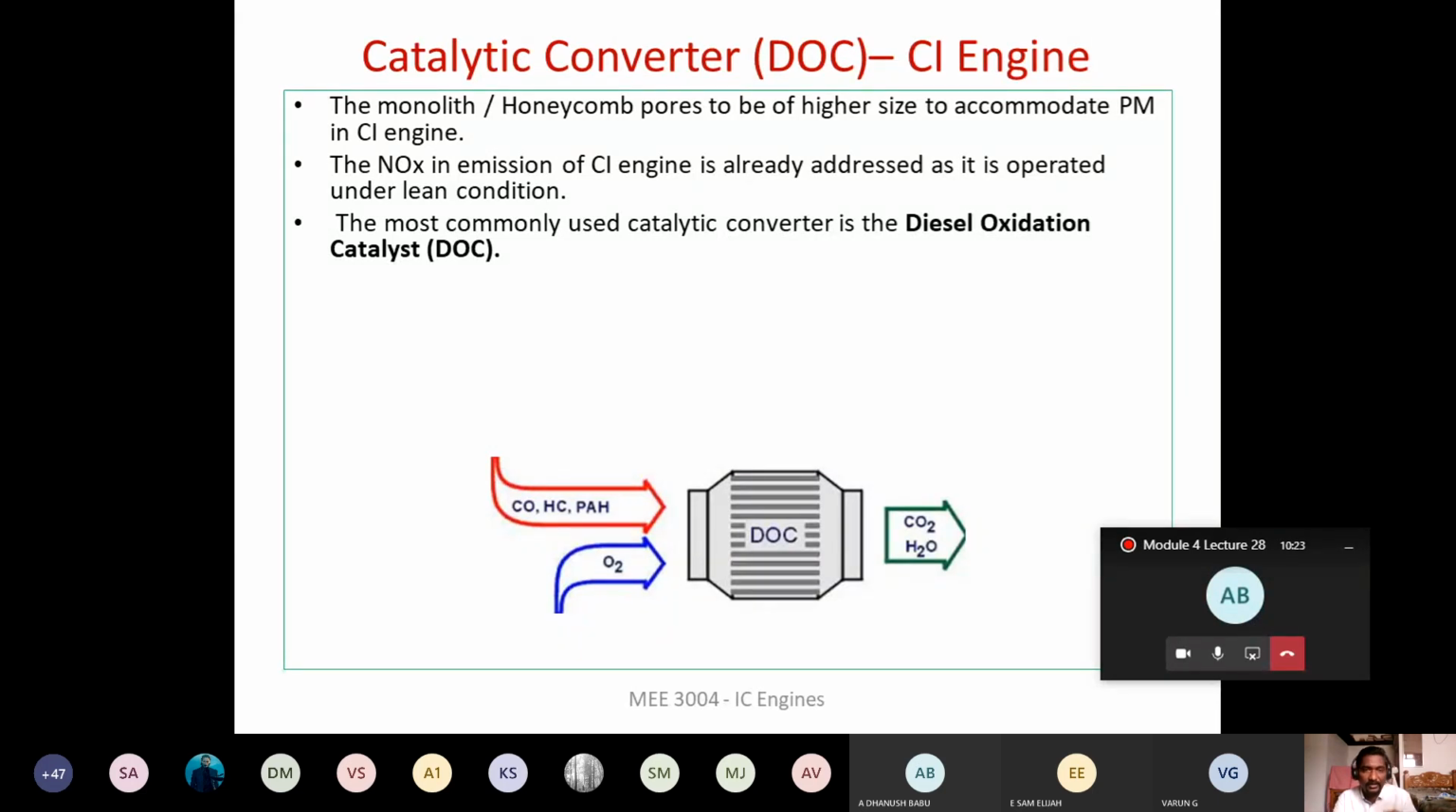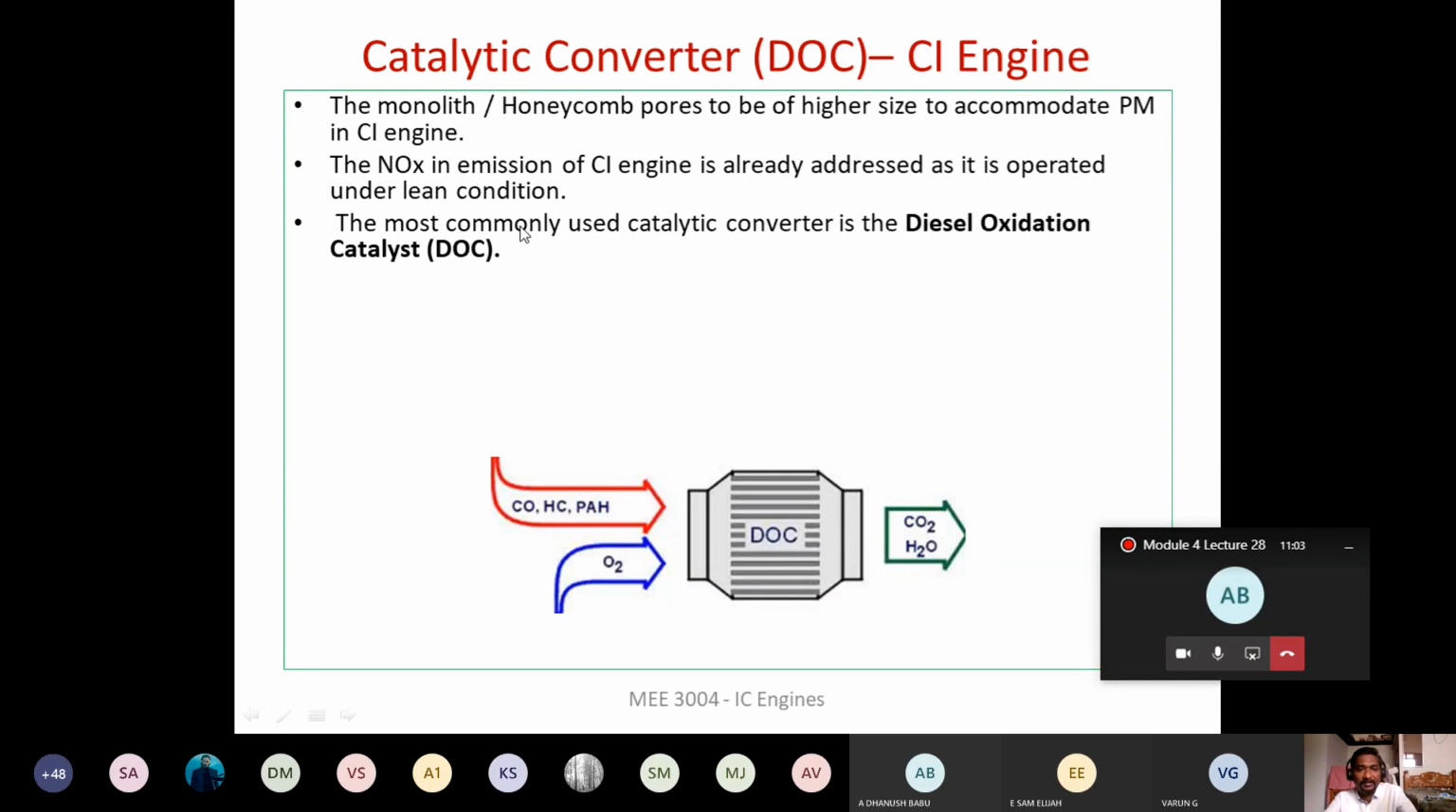If you use the same monolith honeycomb structure which we discussed for the catalytic converter, the size of the pores should be larger here, because soot particles are available in the diesel exhaust. To accommodate the particulate matter or the soot, the size of the pores of the honeycomb should be greater. Initially they wanted to use the same catalytic converter that was used for the SI engine, the two-way catalytic converter, because the NOx emission is less in the CI engine compared to the SI engine.